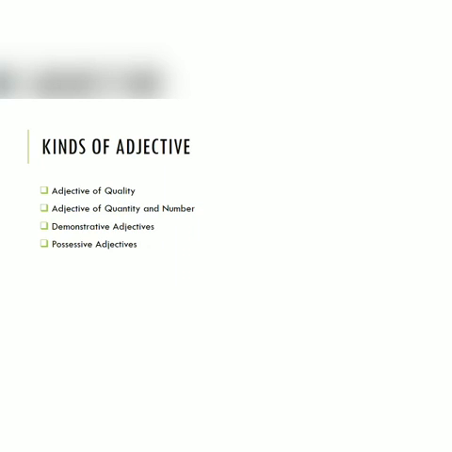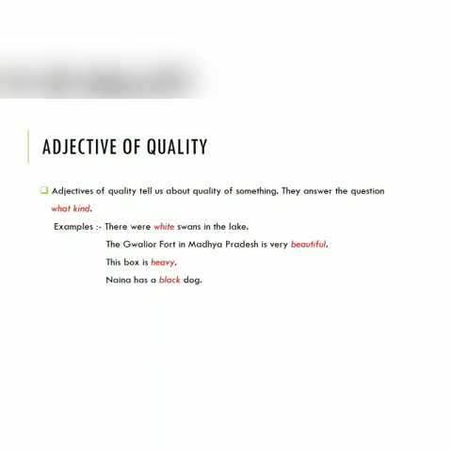There are four kinds of adjective that we will study in this chapter. Adjective of quality, adjective of quantity and number, demonstrative adjectives and possessive adjectives. Adjective of quality. Adjectives of quality tell us about the quality of something. They answer the question what kind.